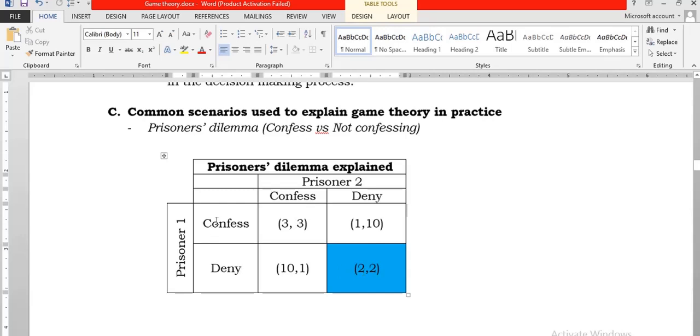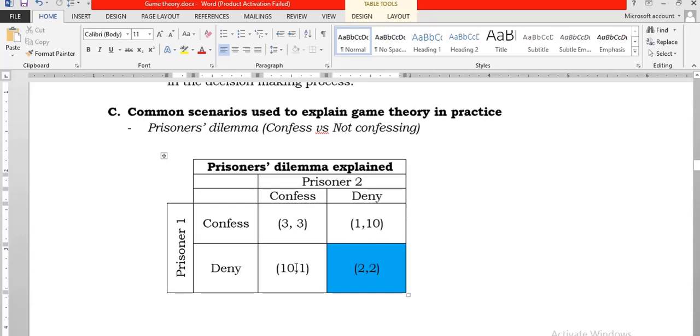But if one confesses and the other one denies the new accusations, that means the person who confesses will get only 1 year. That is a benefit, because they originally have 2 years. But of course, the person who denies will be given 10 years. That is for prisoner 2. And if prisoner 1 also denies, he will be getting 10 years, whereas the colleague will be getting 1 year.